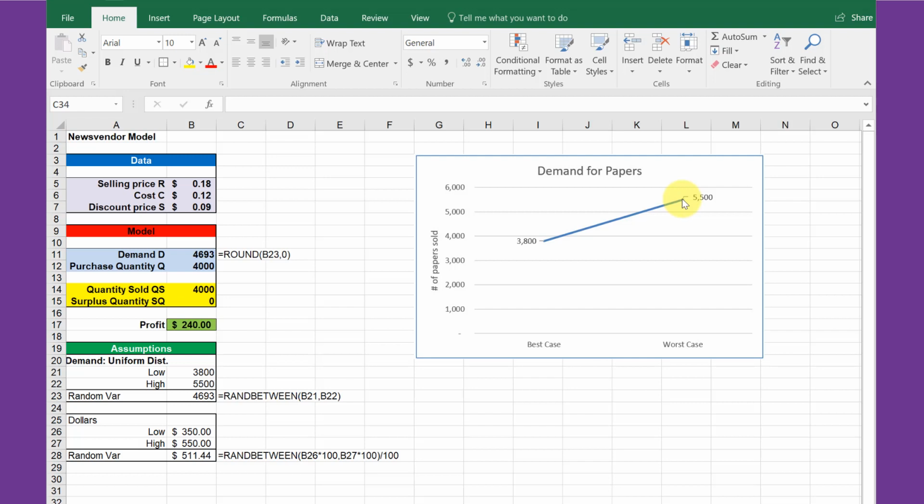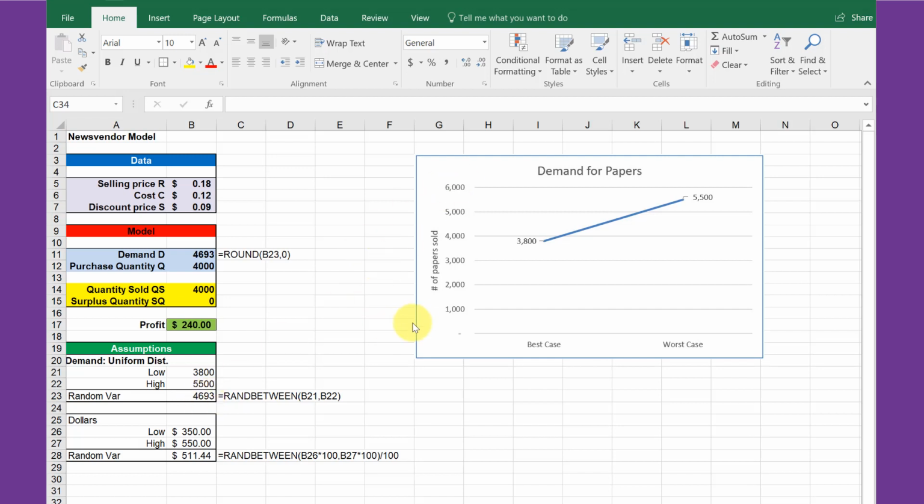We don't use the RAND function. We use the RANDBETWEEN function. And this is a function added to Excel in 2010, so hopefully you have it. And the RANDBETWEEN function takes two arguments, the low value and the high value, and it returns an integer randomly between those high and low values.